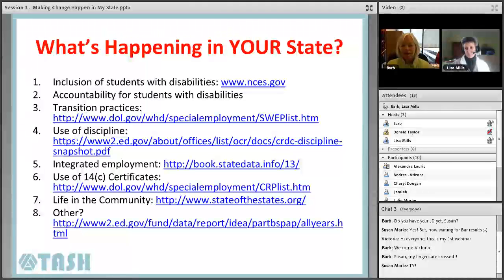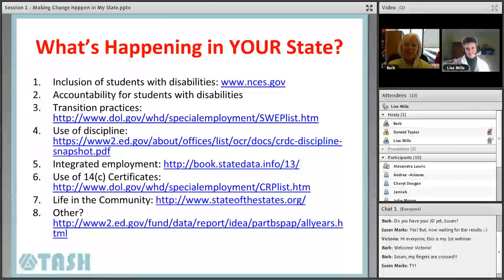I don't have a data source for accountability. That would probably be available through your Department of Ed website. But for everything else, I was able to share a data source. And I'm sure if we worked hard enough, we could find a federal source for accountability.